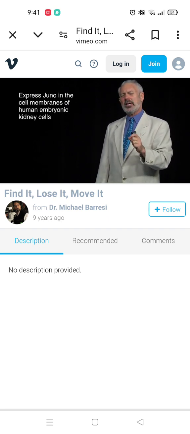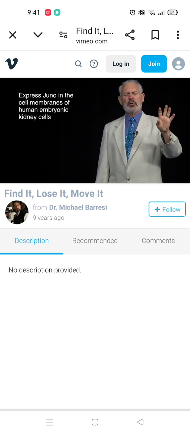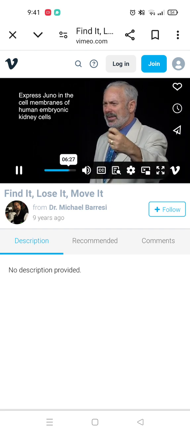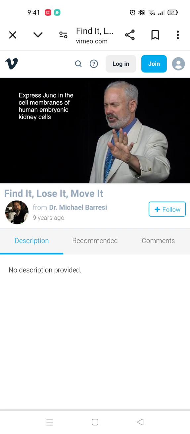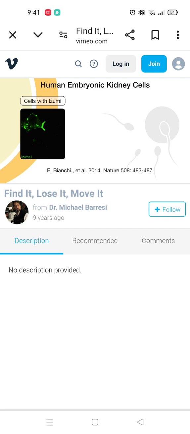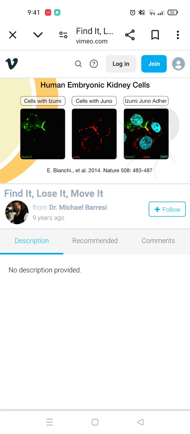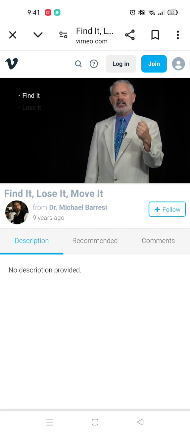Okay, you take Juno and you label some human embryonic kidney cells with Juno. In other words, you express Juno in the cell membranes of human embryonic kidney cells which never express Juno. So you then take another set of human embryonic kidney cells and you express Izumo in them. So you have one set of kidney cells with Juno, one set of kidney cells with Izumo. What happens when you put them together? They adhere to each other at the Izumo-Juno boundary. So you have find it, lose it, move it.